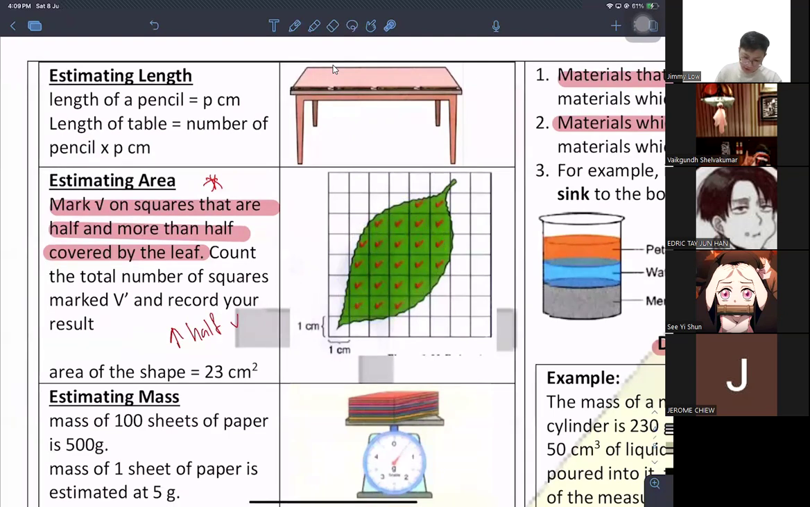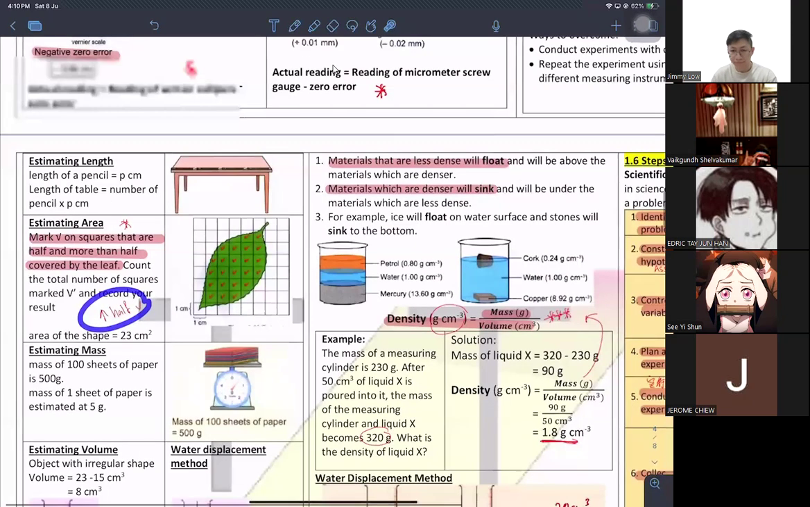But one thing here is the question might be very tricky. Sometimes you can see 1 cm times 1 cm. If the question shows you 2 cm times 2 cm, which means one box here would be 4 cm square already. One box will be showing 4 cm square. So when you multiply by how many ticks here, you have to multiply, for example, 16. So this is what you have to be careful of. More than half, you take it.